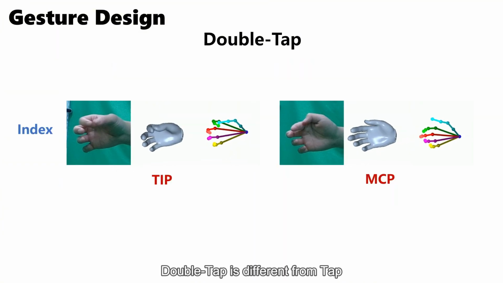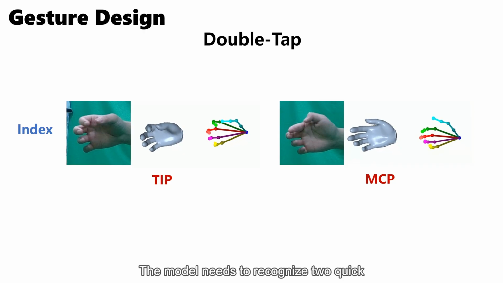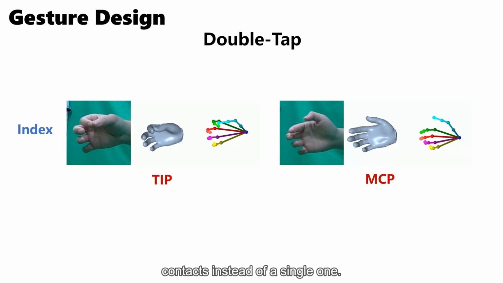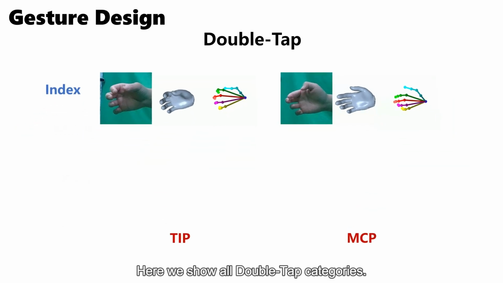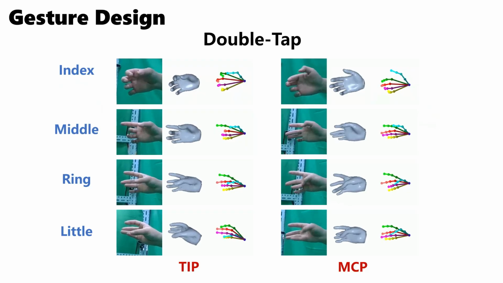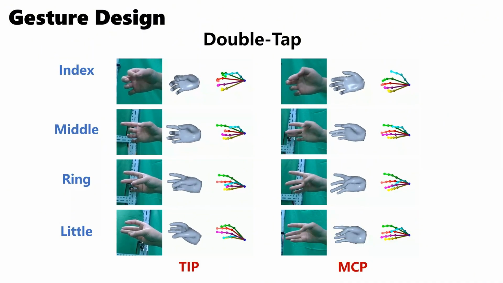Double tap is different from tap mainly in the temporal dimension. The model needs to recognize 2 quick contacts instead of a single one. Here we show all double tap categories. They are similar in appearance to tap gestures, so recognizing them requires careful temporal modeling.